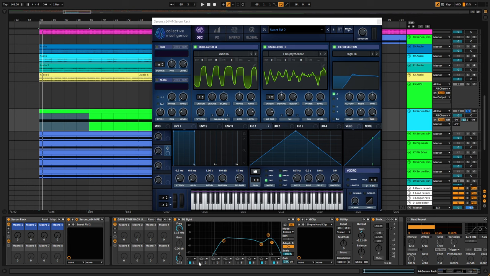Today I'm going to show you a little trick I like to use in order to control the timbre of my FM leads. So I have this patch which sounds like this.